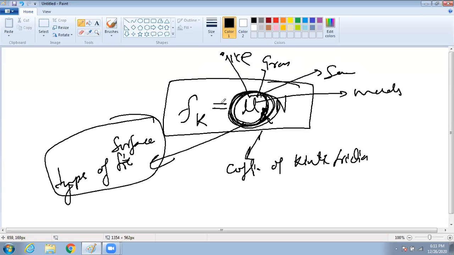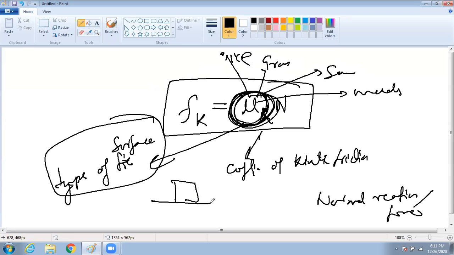And what is N? Who will tell N? N is normal reaction force. Normal reaction force. Clear? Okay. So let us do a small problem.